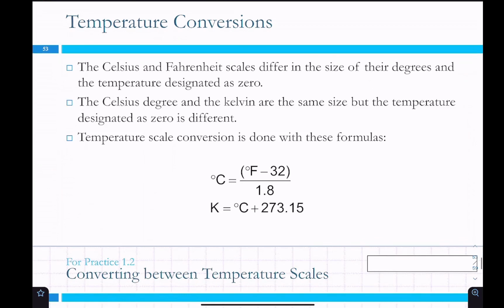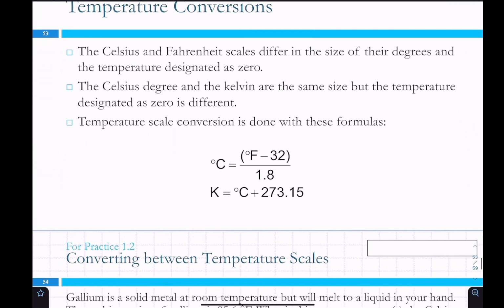One of those is going to be temperature conversions. I will give you the equation for Celsius to Fahrenheit. I do expect you to memorize the Celsius to Kelvin: 273.15 plus Celsius gives you Kelvin. And these are done with formulas because there's some kind of weird stuff going on. Part of that is because Celsius and Fahrenheit scales differ in the size of their degrees. So 1 degree Celsius is larger than 1 degree Fahrenheit.